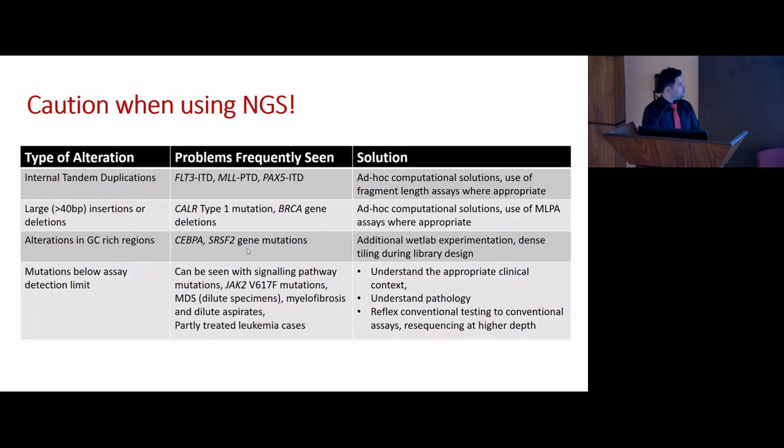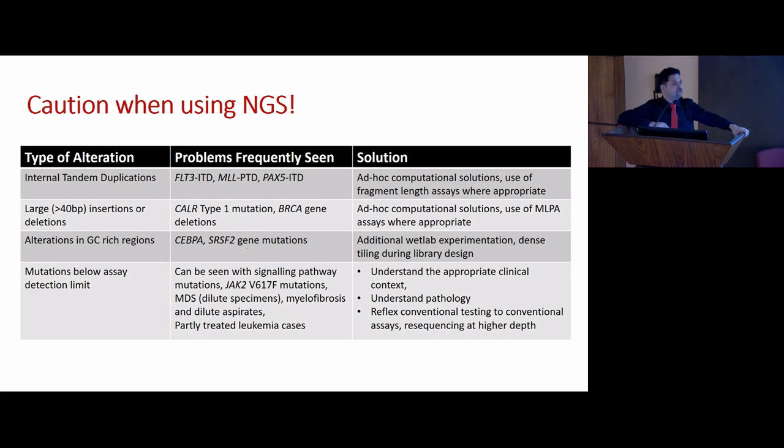For FLT3 large ITDs, you have to run an orthogonal assay; you have to run FLT3 ITD with fragment length analysis. If anybody in the world tells me my FLT3 is perfect, I will have a side conversation with him. It doesn't work. Also MLL PTD, PAX5 ITD, sometimes CALR, sometimes large BRCA gene mutations. If you have thought of labs, they say do BRCA but also do MLPA. Why pay double? Because it is not perfect. Because large deletions are a problem with NGS assays and you are going to miss them.